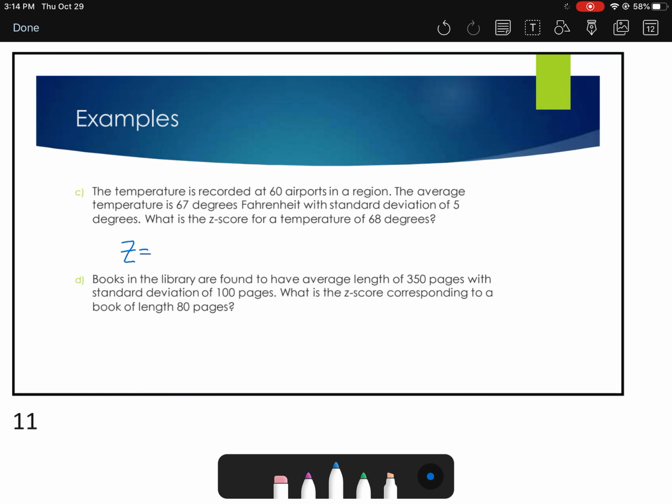Welcome back, everyone. Let's check C. For C, the temperature is recorded at 60 airports in a region. The average temperature is 67 with a standard deviation of 5. What is the z-score for a temperature of 68? Your x is 68 minus the mean of 67, all divided by my standard deviation of 5. When you plug that into Excel, you should get 0.2. So again, my z-score is going to be 0.20.